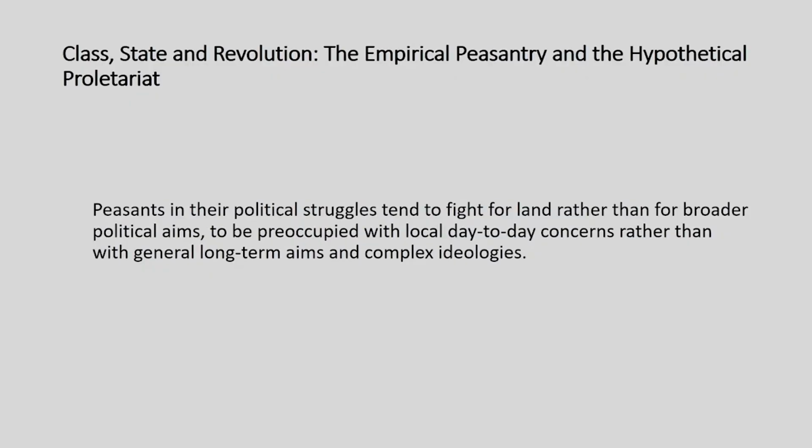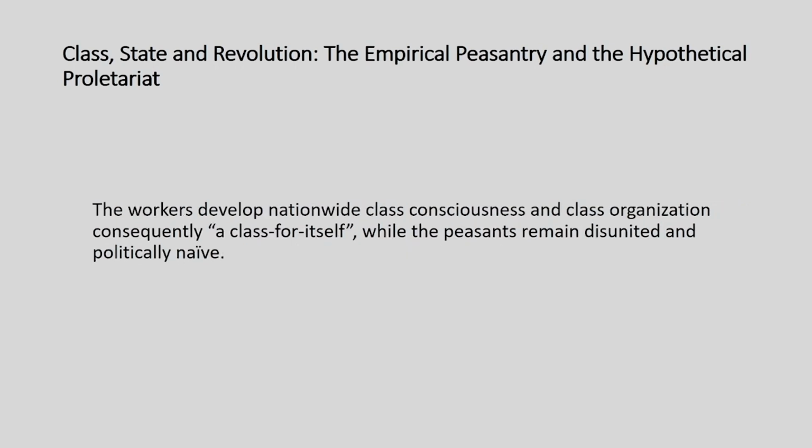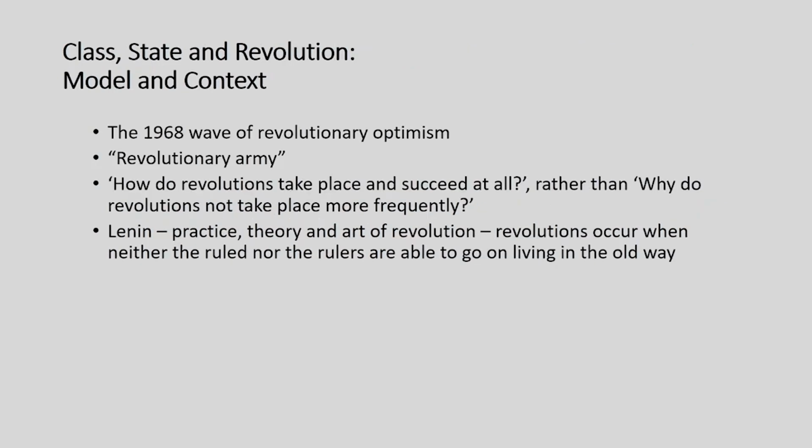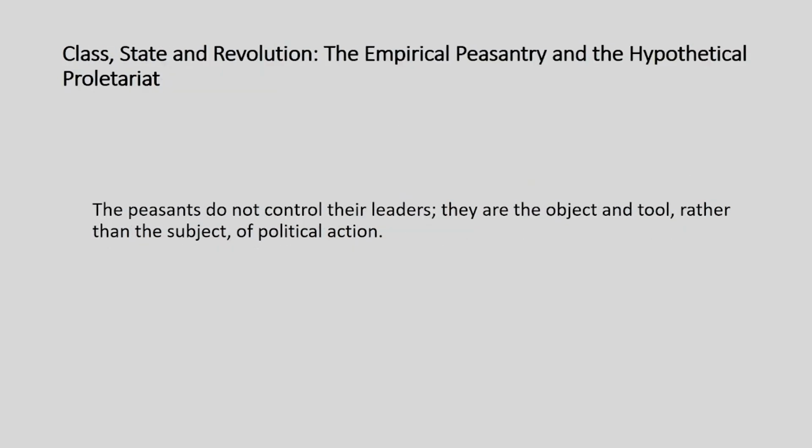And then we have discussed how peasants in their political struggles tend to fight for land rather than for broader political aims, to be preoccupied with local day-to-day concerns rather than with general long-term aims and complex ideologies. The industrial working class develops nationwide class consciousness and class organization, consequently a class for itself, while the peasants remain disunited and politically naive. Then we have discussed how the peasants do not control their leaders, they are the object and tool rather than the subject of political action. And we stopped at this point, the empirical peasantry and the hypothetical proletariat, so far as the relationship between class, state and revolution is concerned.